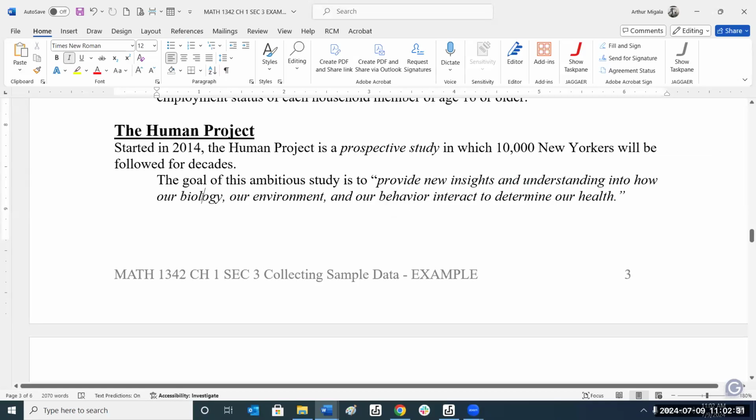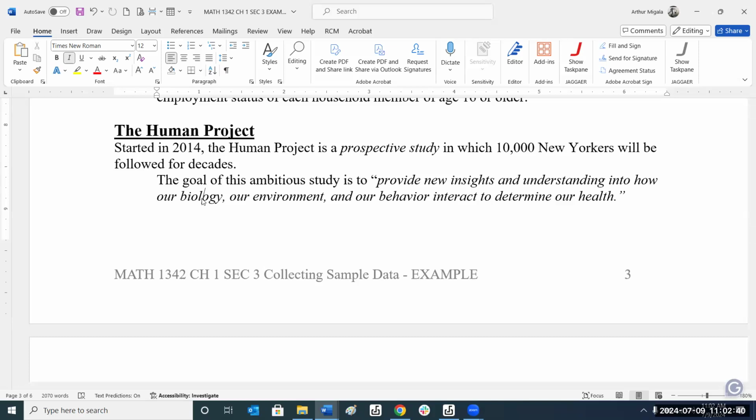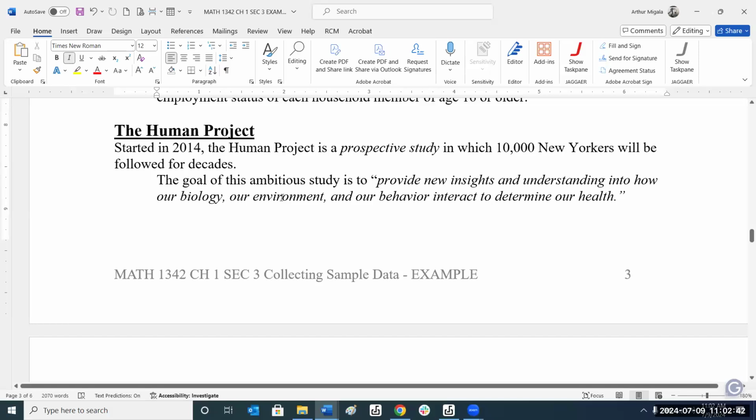So what does that mean? Our biology. What does biology mean? Our biology. Our physical strength, how we're made up. Our environment, where we live. And how we behave. Our behavior is a mental issue as well.